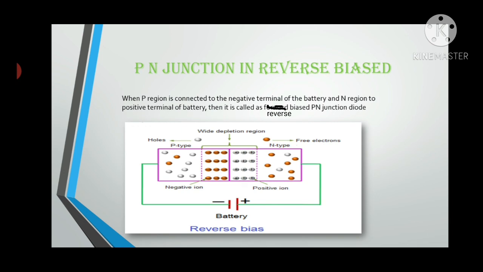In the second half, you can see that the N type region is connected to the positive battery. Due to this positive terminal, all the electrons are attracted towards the positive terminal of the battery, and therefore there are no free electrons remaining in the N type. So due to this, the current goes on decreasing, and this is called reverse bias.